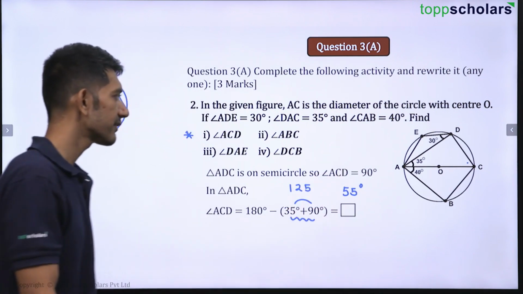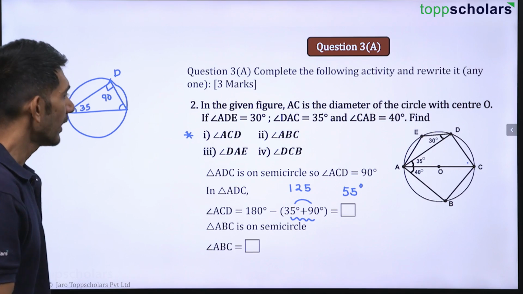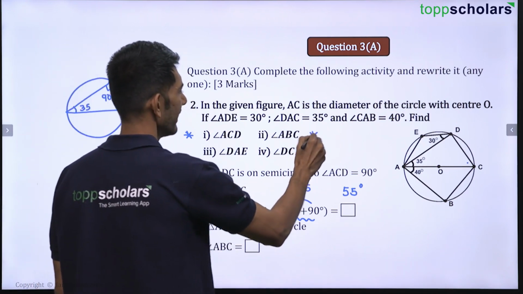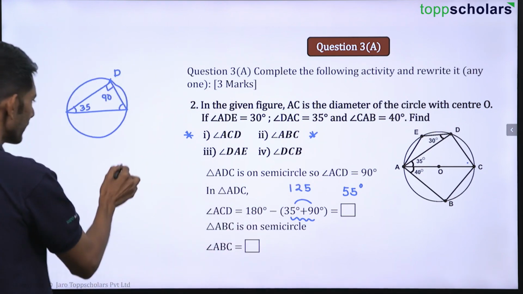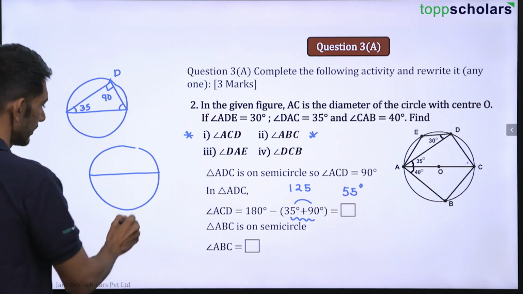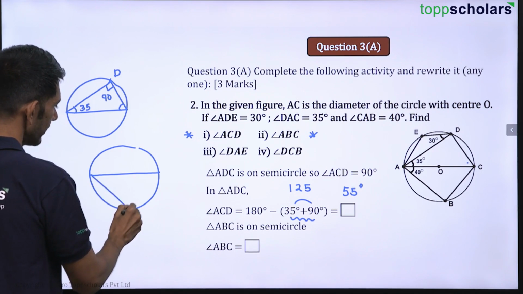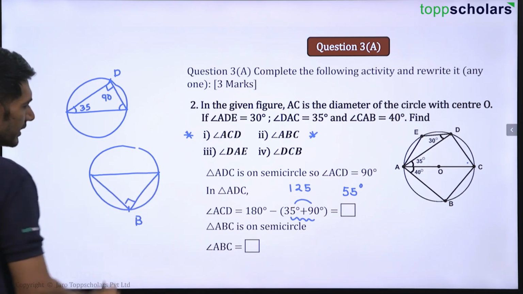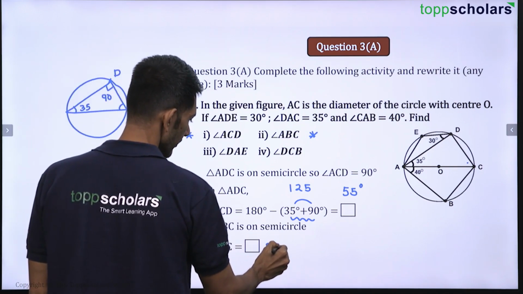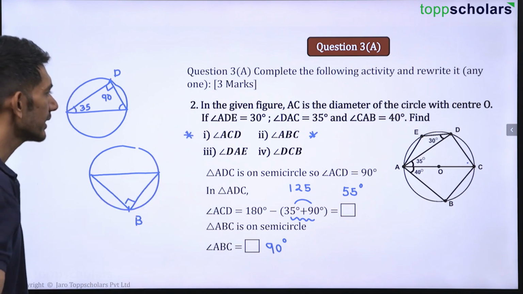So yes, 55 degrees is the answer. Correct? Now let's talk about angle ABC, the second one. Isn't this simple? Why? I'll tell you, because this is a circle, this is a diameter, and there is a point B here. So obviously this is going to be 90 degrees. So can I say angle ABC is 90 degrees? Second one is done immediately.